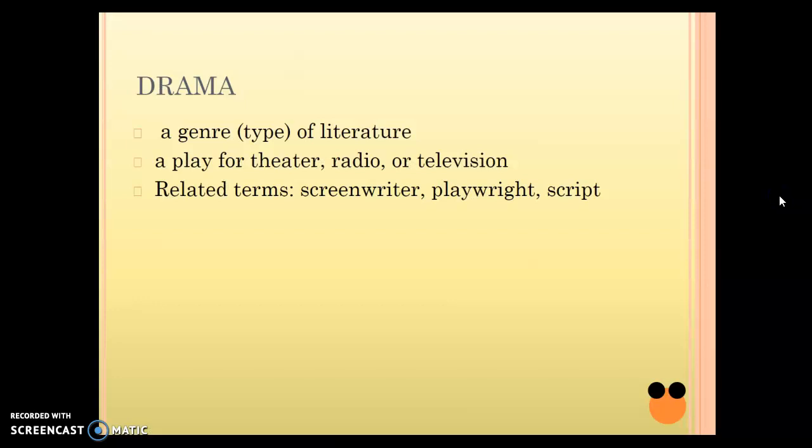A drama is a type of literature. It is a genre. It is a play for the theater, the radio, television, movies. Related terms are screenwriter, playwright, script, comedy, and tragedy.